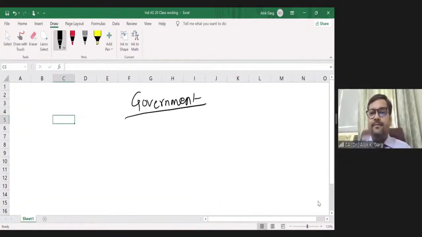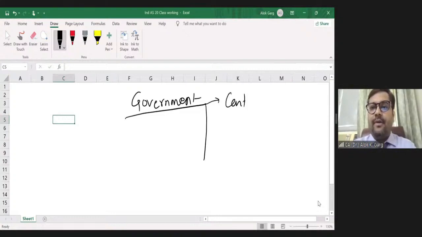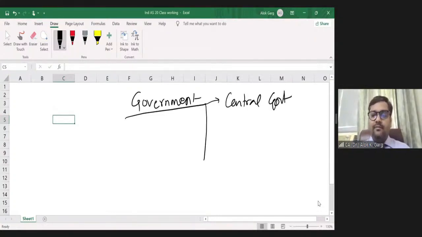Who is government? Pulkit is saying central government. What about others? State government. Okay. So who is government? Yes, central government. Of course, Government of India.